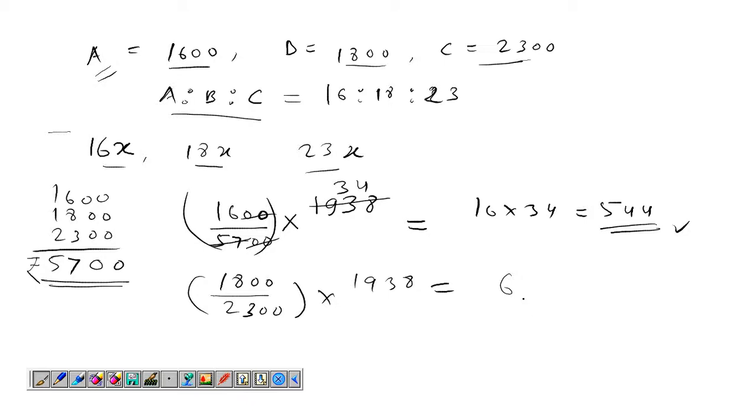And here our answer for B is 612. And for C, it is 2300 upon 5700 into 1938, which is 782 rupees. So this is for the understanding.